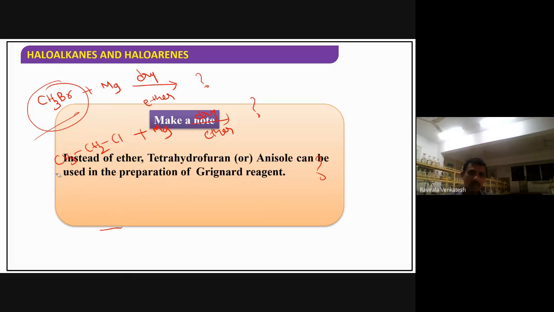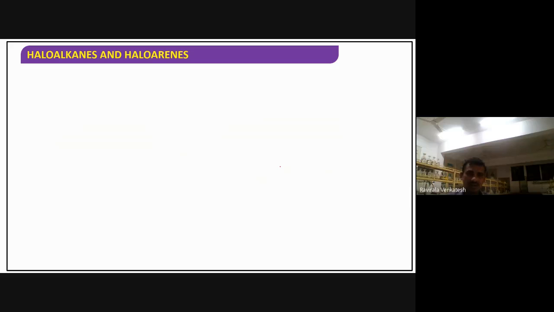Shall I take ether only? No, you can take any solvent like THF, tetrahydrofuran, or other solvents for the preparation of Grignard reagent. That is not very important for us.